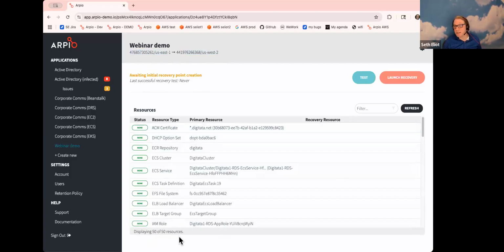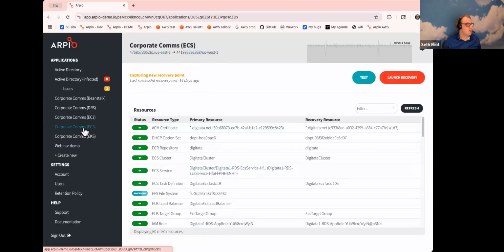Now I'm going to do the baking show trick, because this will take about 15 minutes to back everything up and we don't want to wait that long. So I'm going to switch here, and look, here's the same application I've already put into Arpio. It's already been backed up and you can see all the green. And I want to show you some interesting parts of this.